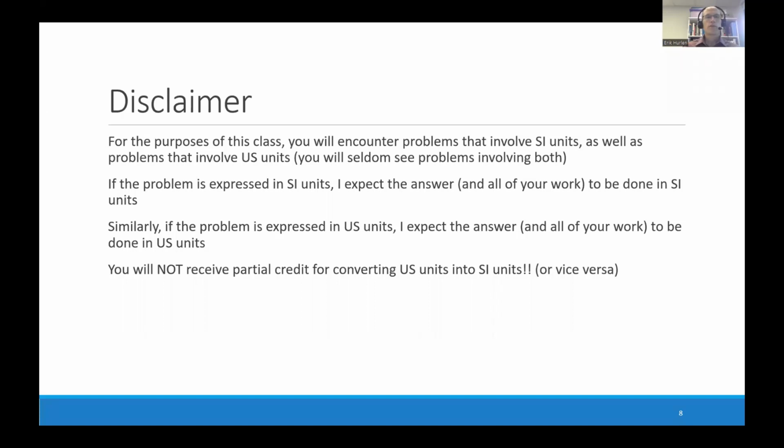Even though I just showed conversions between SI and US units, I don't actually want you to do this in this class. You'll be getting some questions in SI units and some questions in US units. Very few questions will have a mix of both. If you get a question in US units, I expect the answer and all of the work to also be in US units. I know that some students like to switch to SI units, do all the work, then convert back at the end, but I don't want you doing this. You will not receive full credit if you do it.